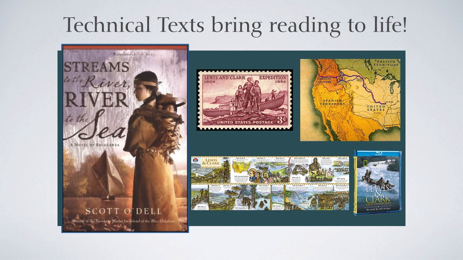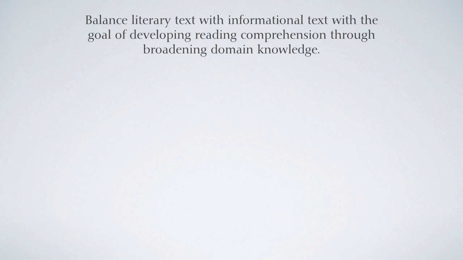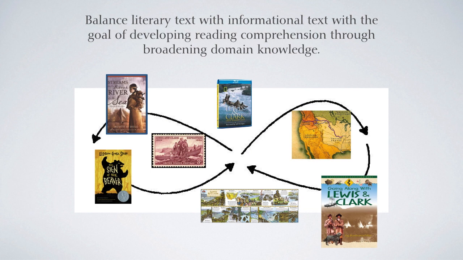And when your texts do not include these types of text features, these are the fun things teachers can bring in. Whether you are reading fiction, narrative nonfiction, or historical or scientific nonfiction, bringing in technical texts will bring your unit to life. In this example, students who are reading Streams to the River, River to the Sea, look at a postal stamp, a map, an infographic, and watch a documentary, all to give life to the biography they are reading. When teachers approach unit design in this way, they will naturally balance literary and informational text in meaningful ways, fulfilling the goal of 21st century learning to develop reading comprehension through broadening domain knowledge.